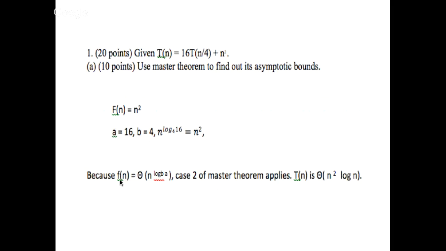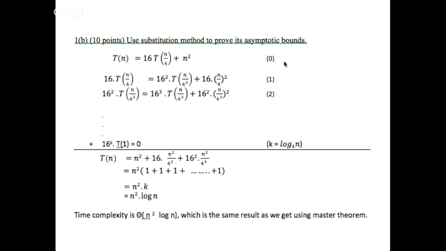Because the f term is comparable to the recursive term, case 2 of the master theorem applies, and the time cost is big theta of n squared log n. And we try to use the substitution method to prove this asymptotic bound.